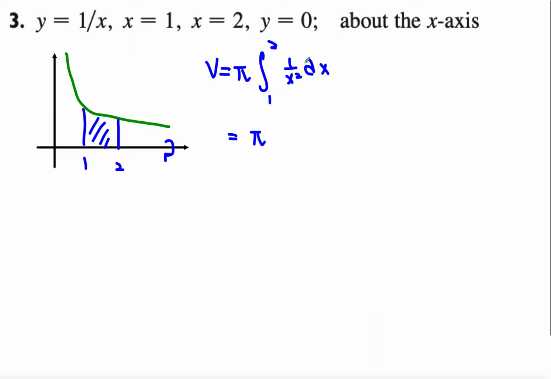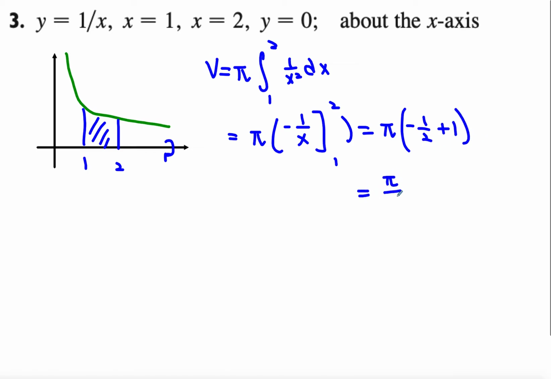So pi, when you integrate 1 over x squared, as you notice, it becomes negative 1 over x, which goes from 1 to 2. When you plug in 2, this will be equal to negative 1/2. When you plug in 1, we get negative 1, but with another negative sign in front, so we end up getting plus 1. So our final answer becomes pi over 2. Alrighty, so it wasn't that bad.